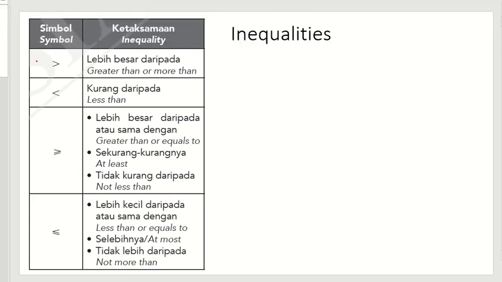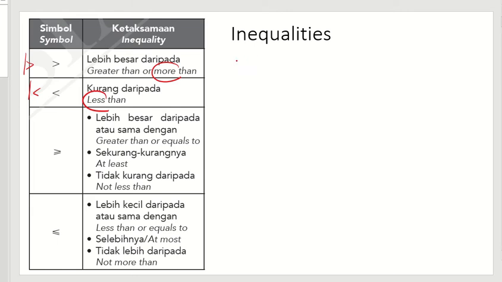I always teach the students to remember it like this. This one means B, besar. Besar means more than. Then this one means K, kecil. Kecil means less than. This one is more than or equal to, meaning at least or not less than. You have to know they have the same meaning, or minimum. Then this one is less than or equal to, or at most, or not more than.